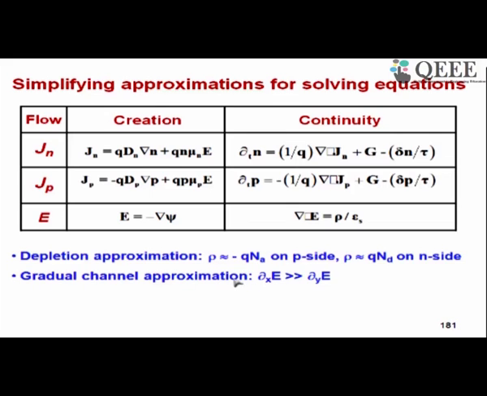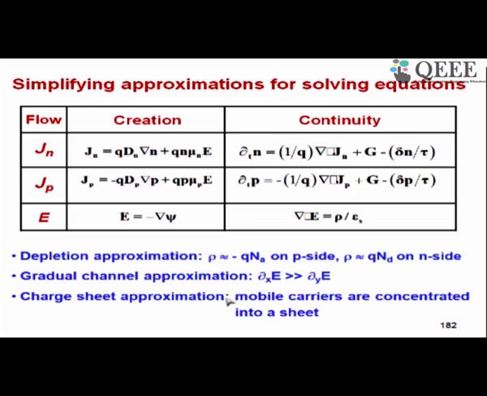Then you have gradual channel approximation and charge sheet approximations. We will not discuss these because it will require a little bit of lengthy explanation. All that it means is this: Gauss law may have to be solved in 2 dimensions or 3 dimensions, in which case you will have a term varying with x, with y and with z.